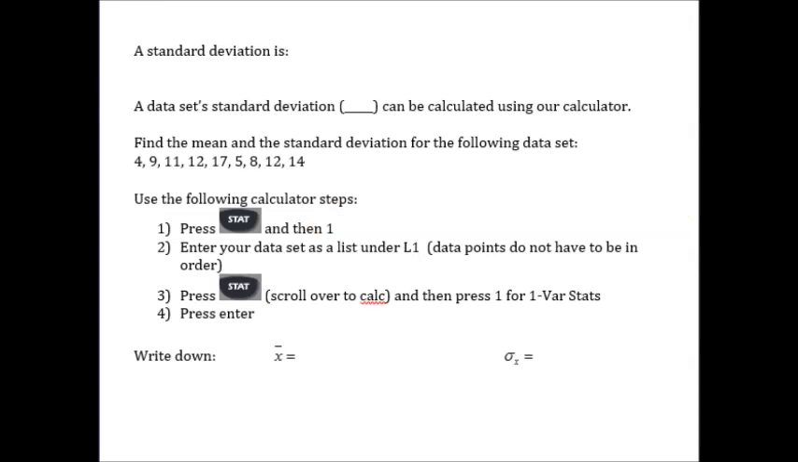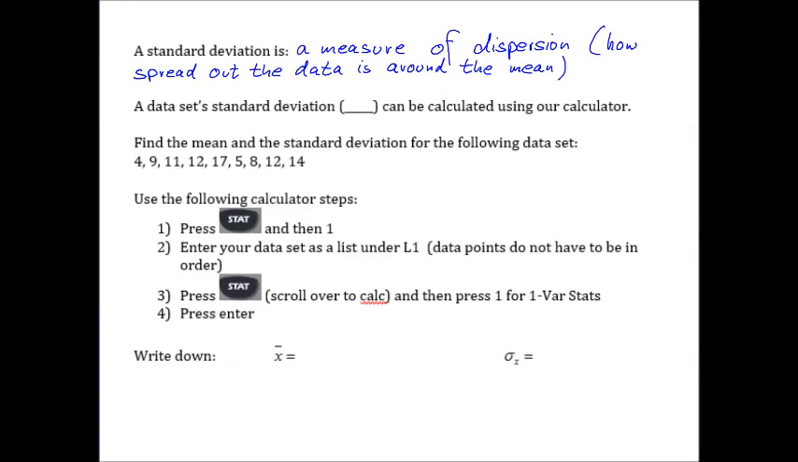For today, our objectives are: we will identify properties of normal distributions and compare two data sets using standard deviation and z-scores. So let's first remember, what is a standard deviation? Standard deviation is a measure of dispersion. And what that means is it measures how spread out the data is around the mean.